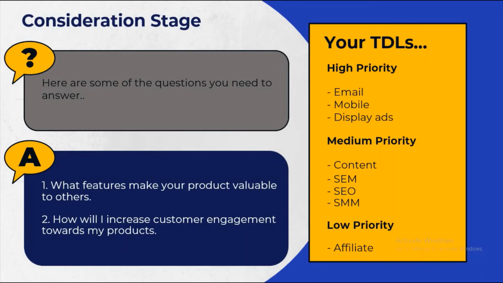The to-do list here is email. You need to send lots of emails. You need to do mobile ads, mobile marketing. All right, you need to do display ads. All right, coming to the medium priority, you need to do more content. You need to run search engine marketing. You need to do SEO. You need to do social media marketing, and of course, low priority, you need to run affiliate programs if you want, or if you can, for your product to succeed. All right, that's the consideration stage.